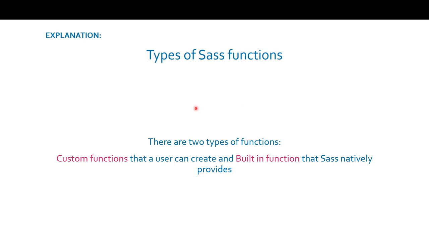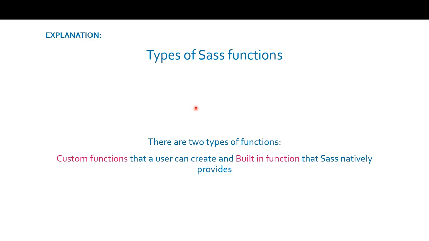So, types of Sass functions. There are essentially 2 types of Sass functions: the custom functions and the built-in functions. The custom functions are the functions you write yourself. So if you write a piece of code that performs a task for you as a developer, that function is known as a custom function, because you are the one that wrote it.